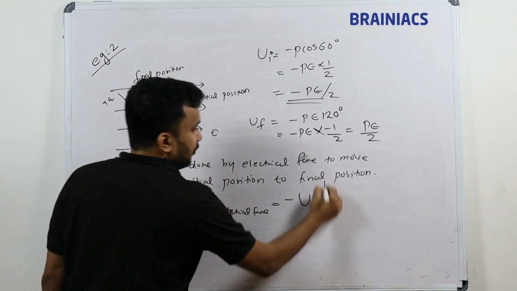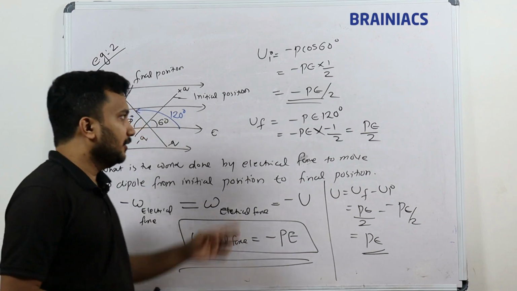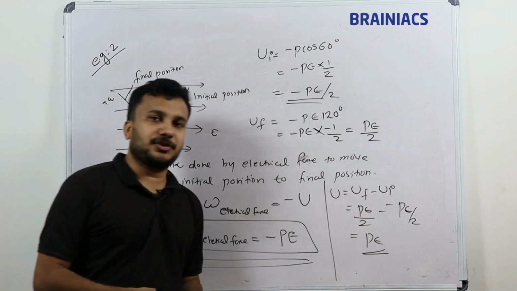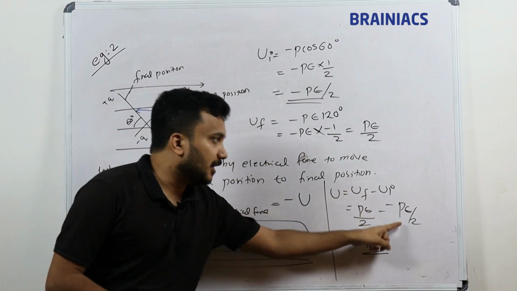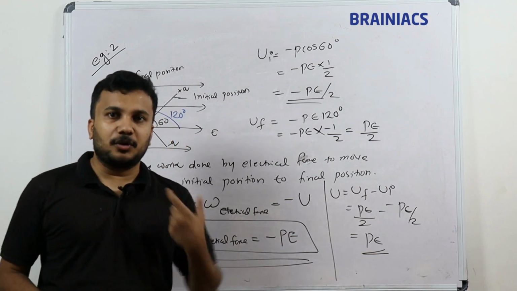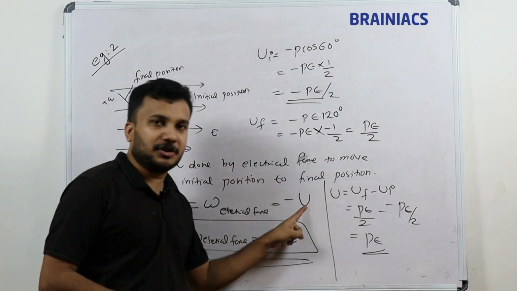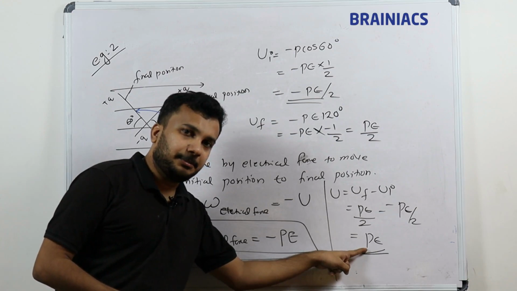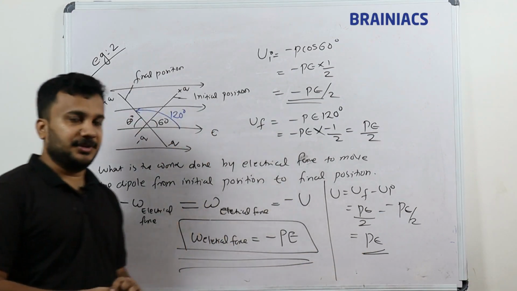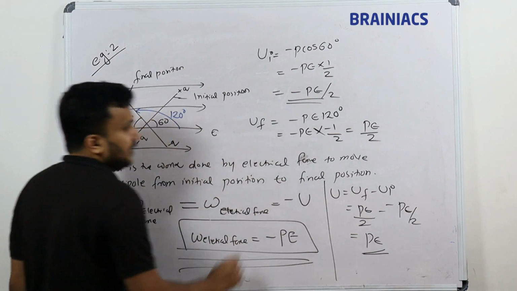So how to find out the change in potential energy? U is equal to U final minus U initial. We calculated the final potential and we take the difference of final potential minus initial potential. So PE by 2 minus minus PE by 2, we got PE. Next, our question is, what is the work done by the electrical force? Work done by an electrical force will be equal to the negative of the potential energy. The potential energy we have calculated is PE. So the work done by the electrical force is equal to minus PE. Answer is minus PE.